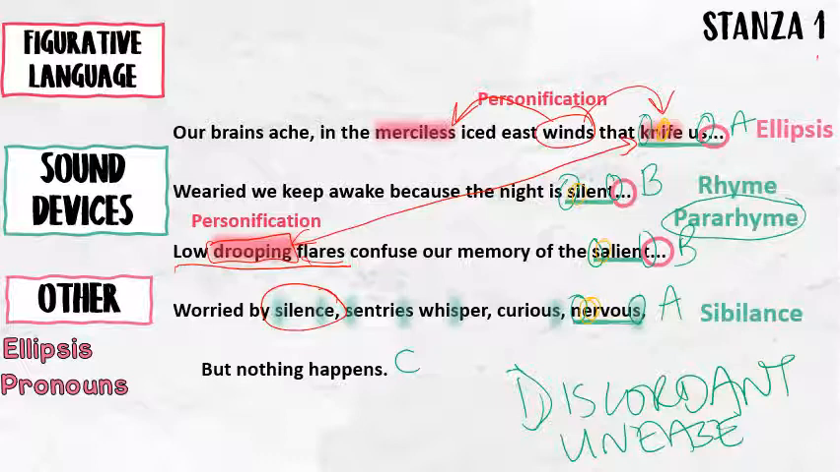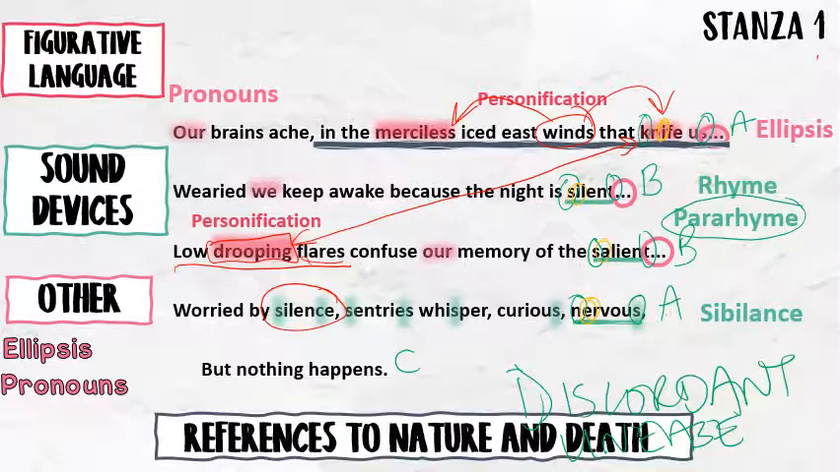So also, one thing that I like to pay attention to in all types of writing, is the use of pronouns, personal pronouns. So here, when I talk about pronouns, I'm talking about me, I, myself, her, she, him, us, we. So here, he doesn't say my brain aches. He doesn't say wearied, I kept awake. He says our brains ache, we, the winds knife us, okay?